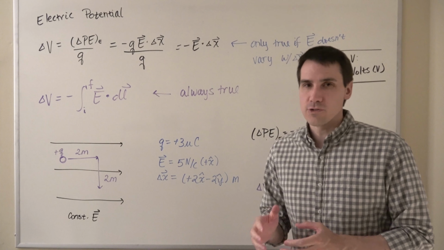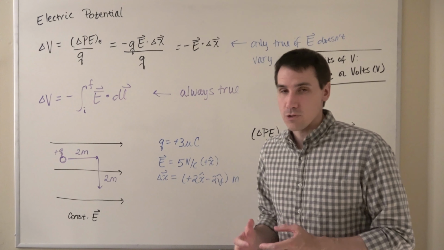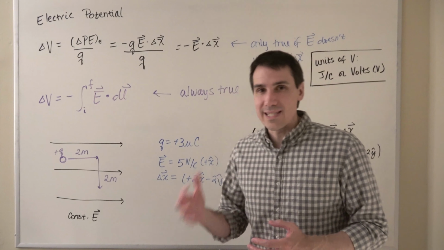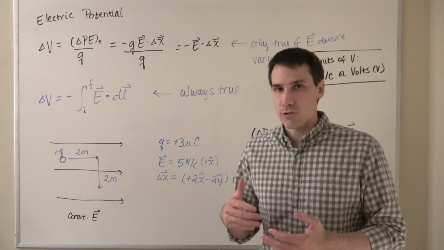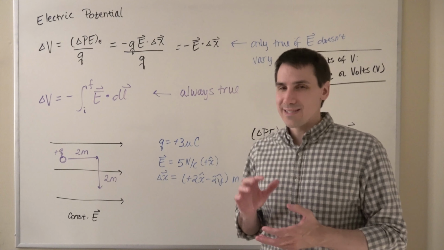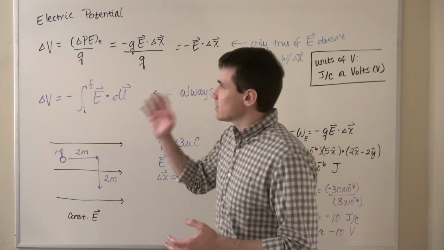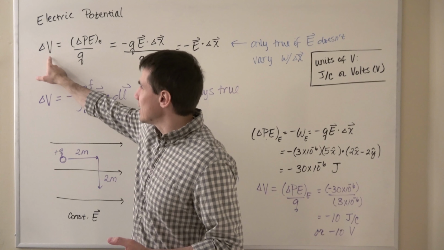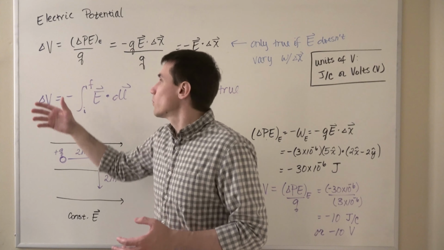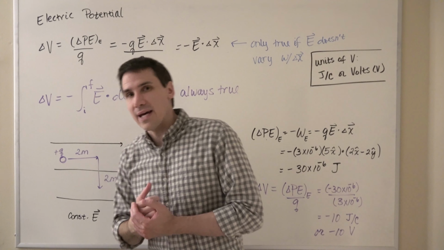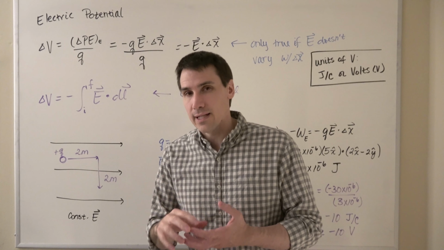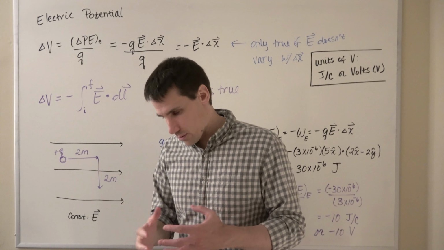In this video, we're going to introduce the concept of electric potential. Electric potential is deeply related to the concept of electric potential energy, but it is slightly different. So our symbol for electric potential is V, and in general we will write delta V, that is the difference in the electric potential between two locations.